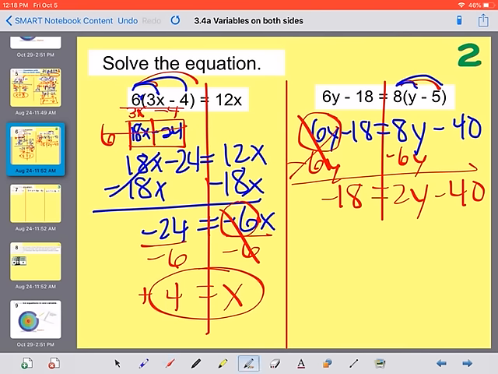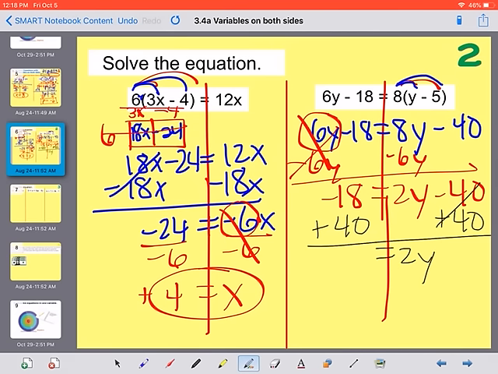And now this is just a two-step equation. Get rid of adding and subtracting first, just our number. I'm going to add 40. Those eliminate. We have 2y left over. Negative 18 plus 40. Different signs, we're really subtracting here.